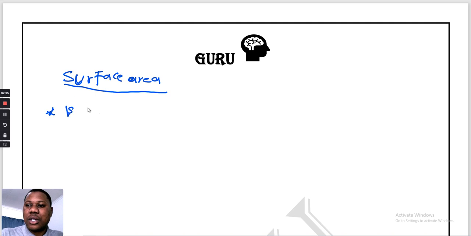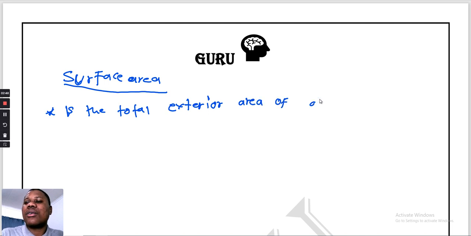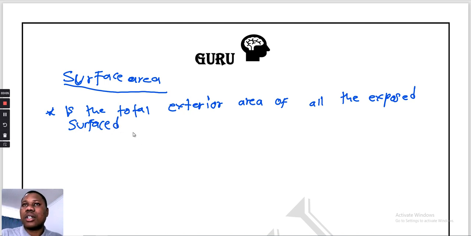We can say it is the total exterior of all the exposed surface of a 3D object.